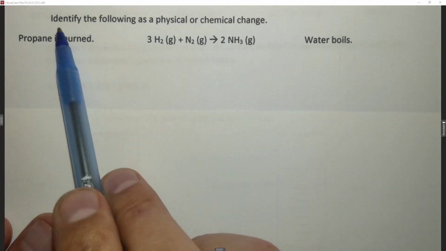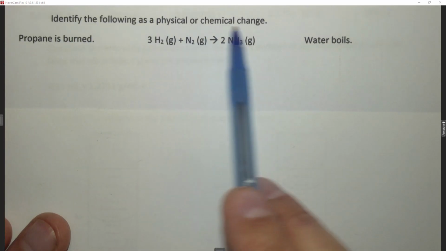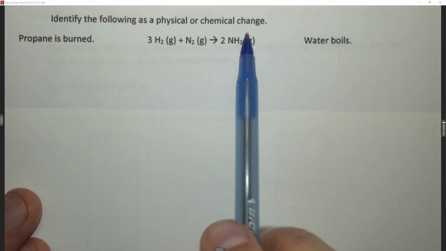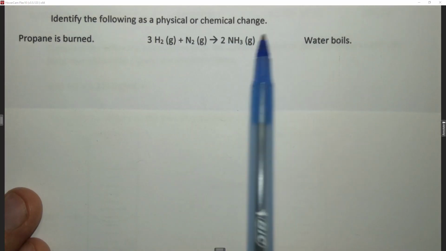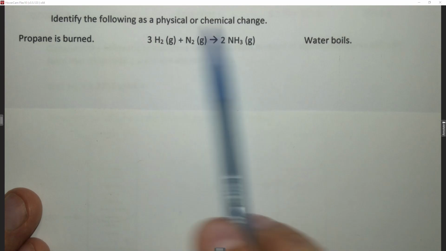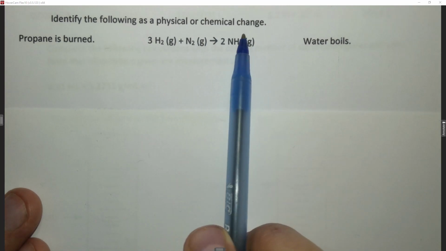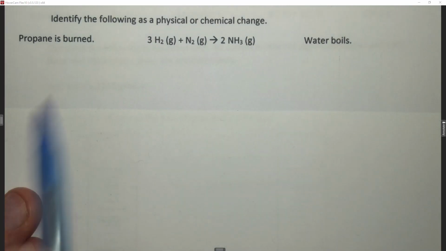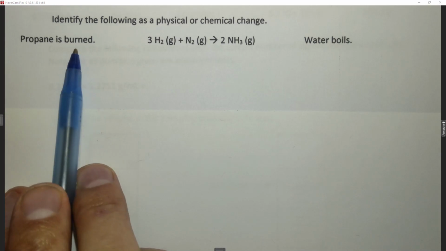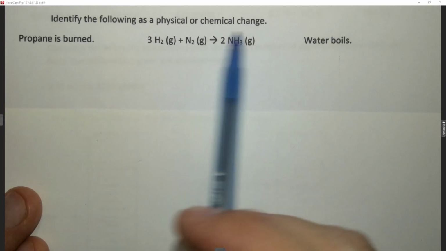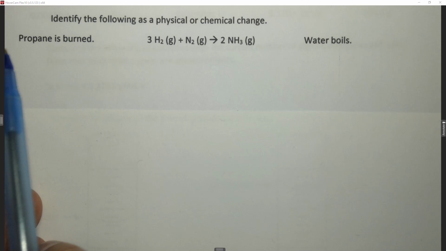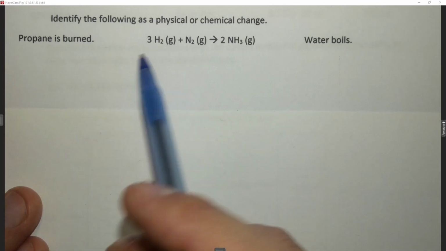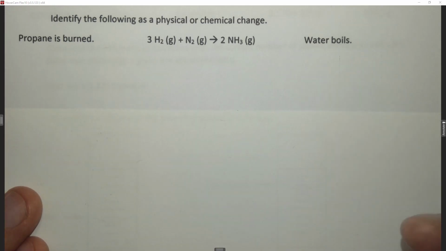It says, identify the following as a physical or chemical change. If you haven't watched the previous question about physical or chemical properties, that would be a good idea because these are basically the same thing. The difference is how it's worded. In this case, it says propane is burned, and asks if it's a physical or chemical change. In the other case, it would say propane is flammable. So that would be a physical or chemical property.